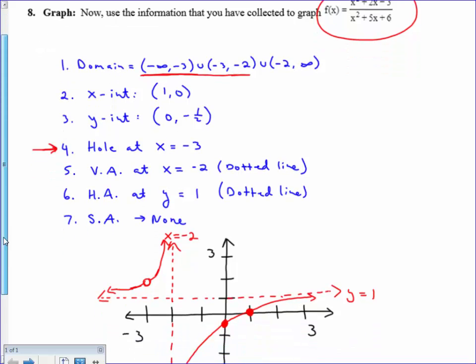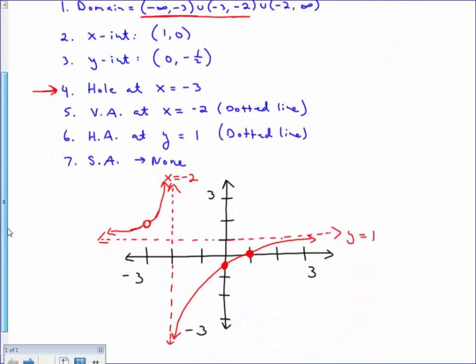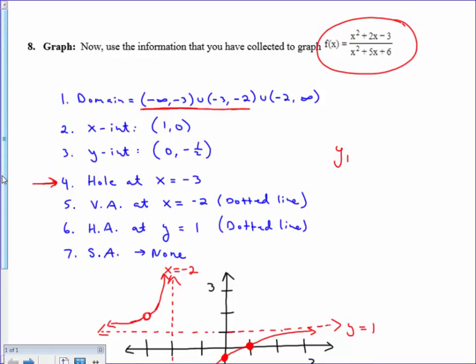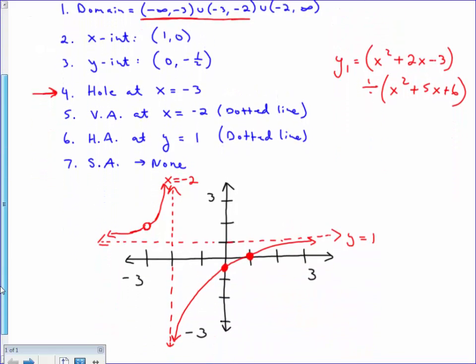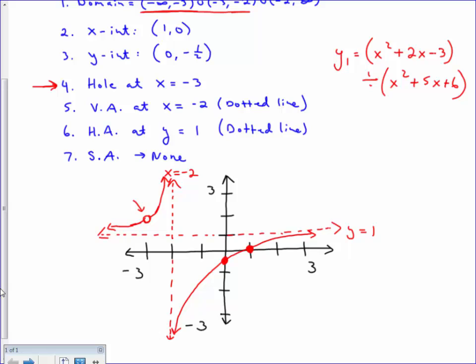You can check this graph on your graphing calculator. If you do that, just make sure that you use parentheses around the numerator and the denominator of the problem. The one thing about checking this on your graphing calculator is that this hole is not going to show up. The calculator is too coarse, or not good enough, to be able to show you that hole. So that's something that the graphing calculator doesn't necessarily recognize unless you really zoom in where -3 is.